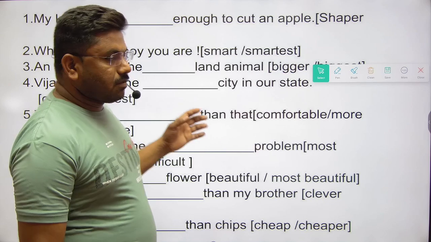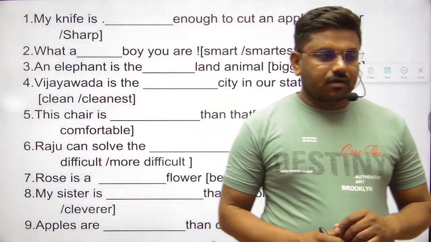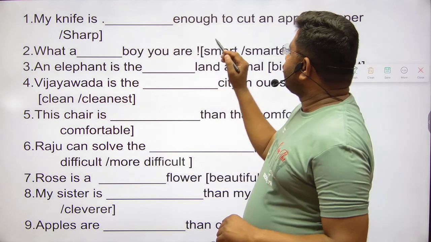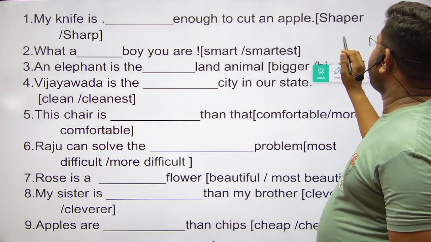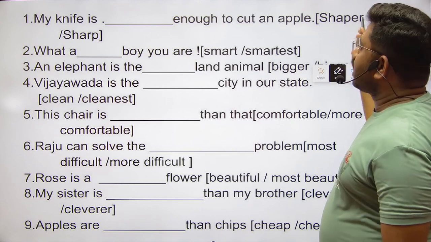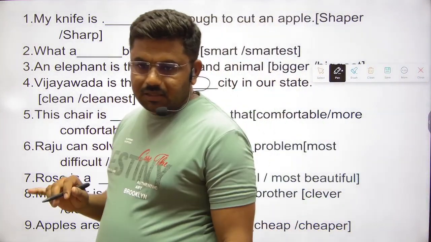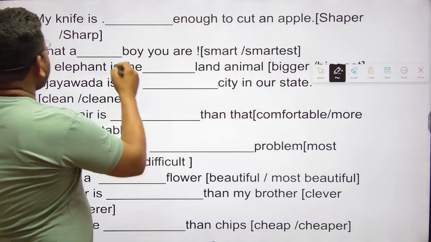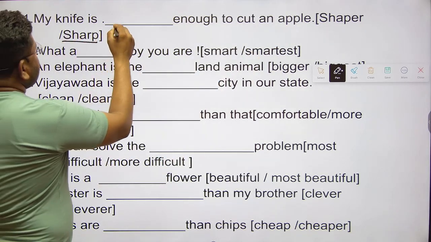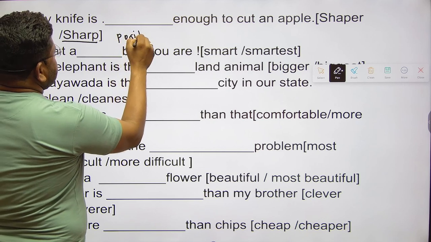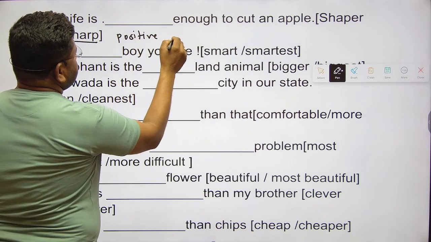Now see some worksheet, and let's see. My knife is dash enough to cut an apple. What will come here? Sharper or sharp? My knife is sharp enough to cut an apple, and which degree is it in? Positive degree.